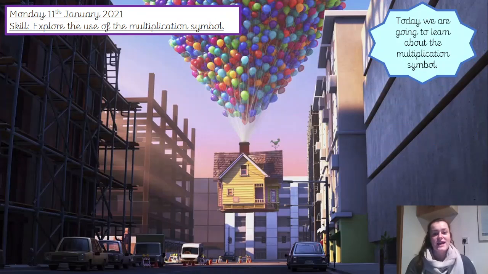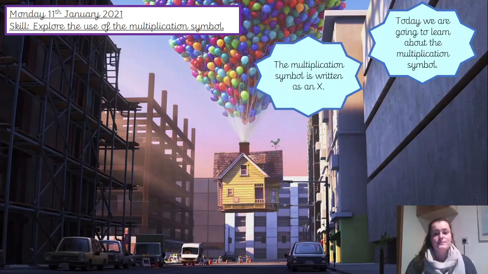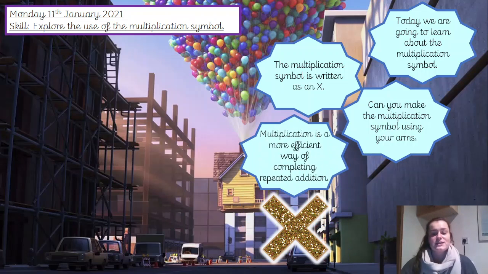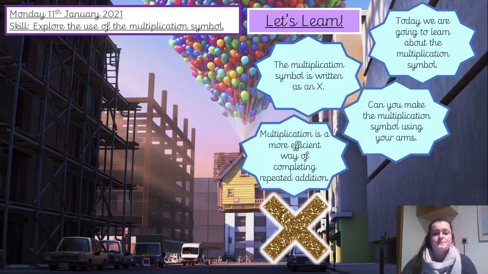So today we are going to be learning about the multiplication symbol. The multiplication symbol is written as a capital X. Can you have a go at making the multiplication symbol with your arms? We do this a lot in class. So we've got the add and the subtract, and now we've got multiplication as well. Good job. Multiplication is a more efficient way, so it's an easier way of completing repeated addition. It's just a shorter way of writing it.